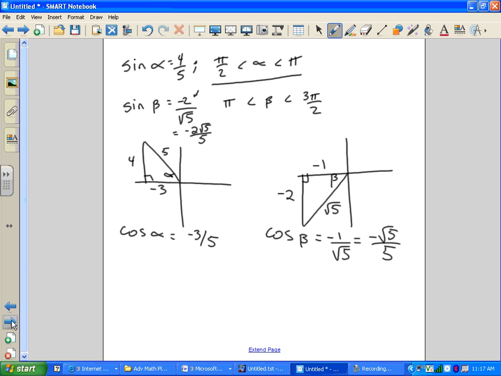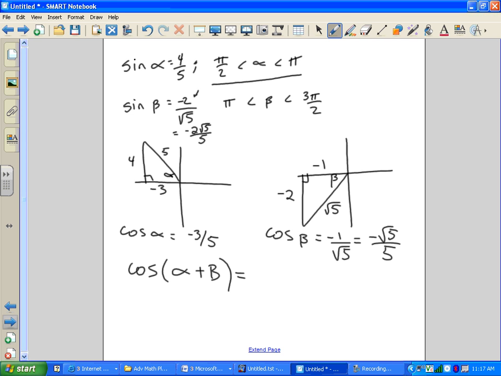Now, let's find two other things. And so on these problems, they're going to ask you to do 4 things. They're probably going to ask you to find the cosine of alpha and the cosine of beta. Now, let's see if we can do this. Let's find the cosine of alpha plus beta.